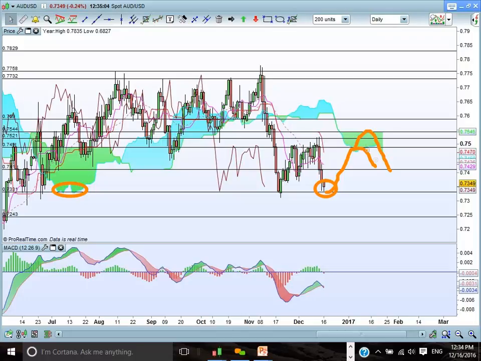But overall, the cloud here is now indicating that we have a downtrend in place because the front end of the cloud is down. Price action below the cloud, that's negative. And so that is absolutely key. Okay, so jumping on to the next one.